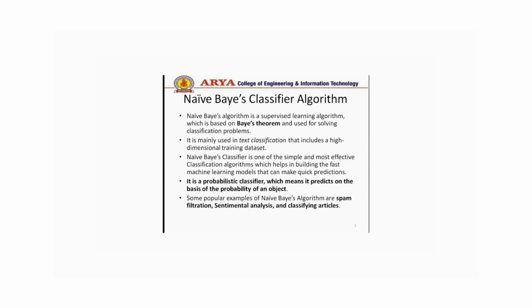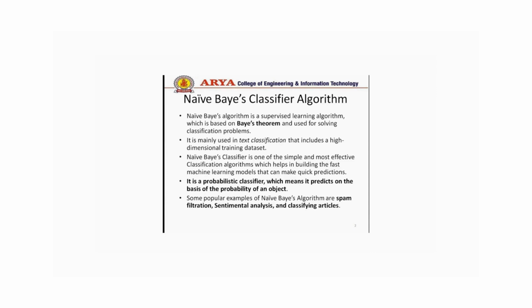Naive-Bayes classifier algorithm. As we know, supervised learning is classified into two categories. Number one, regression, and second one is classification. Naive-Bayes classifier algorithm is a type of classification. Generally, this algorithm is based on Bayes theorem. Bayes theorem is used for solving classification problems.